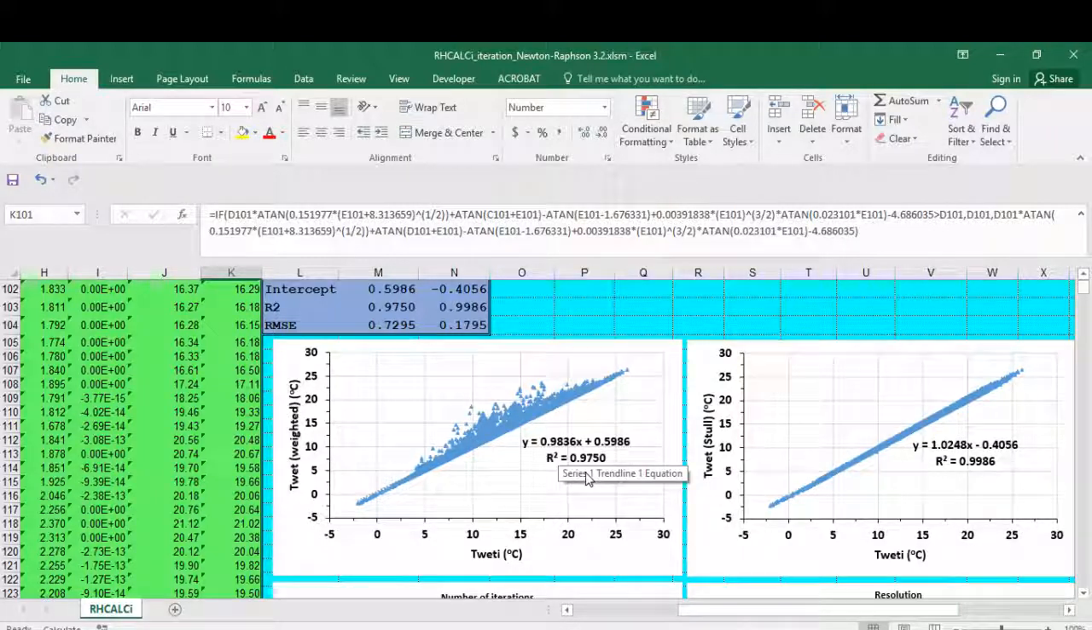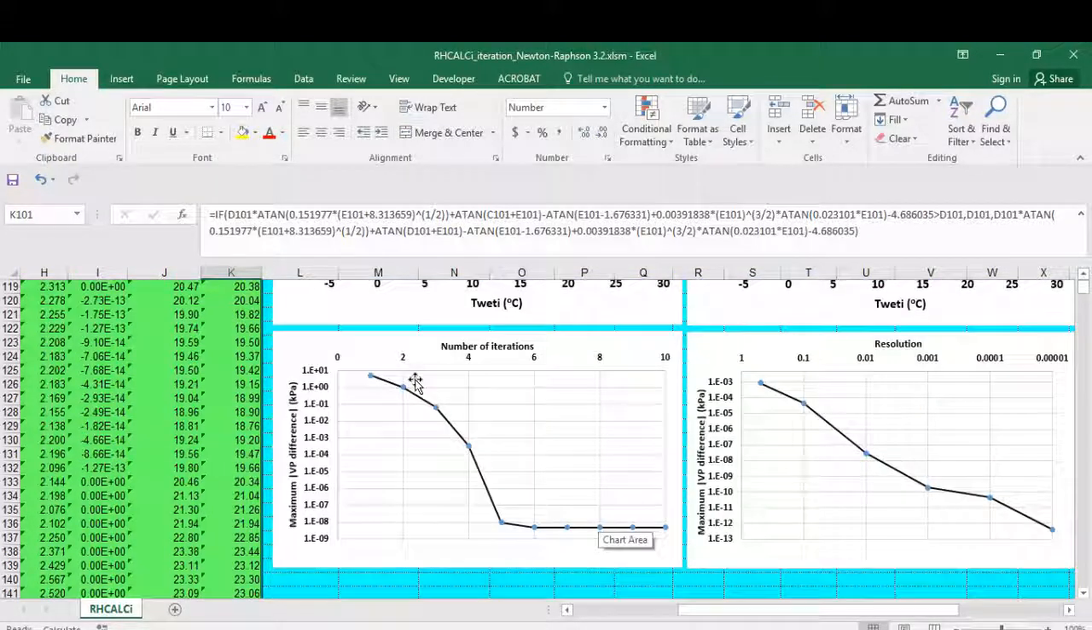And then finally, this just shows the number of iterations in the Newton-Raphson iterative process. Here, this is the maximum water vapor pressure difference, the two water vapor pressures that I showed you, and after about 5 iterations, there's pretty good convergence to the wet bulb temperature. The resolution, this is a resolution of 0.5 set by the VBA program, 0.1, 0.01, and I eventually used 0.0001 degrees C as the resolution.